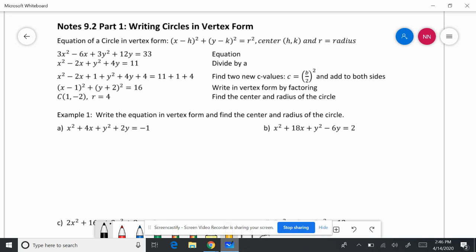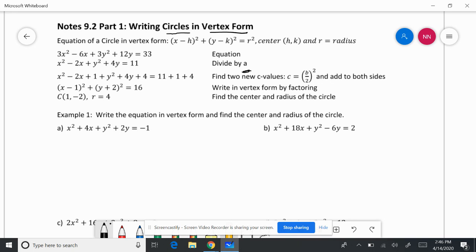The next conic section that we're going to be looking at is circles. So we're going to be writing circles in vertex form. When we're writing a circle in vertex form, the first thing that we're going to do is divide by our a value.